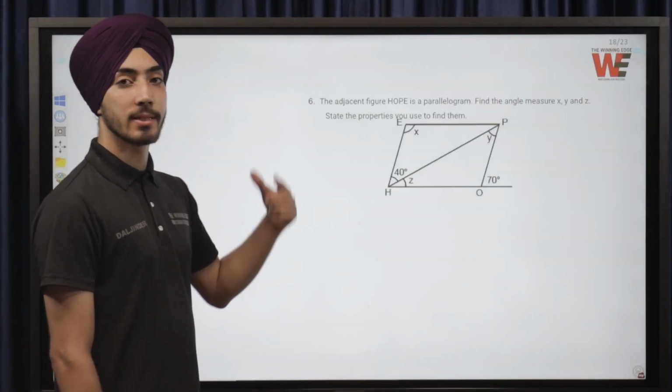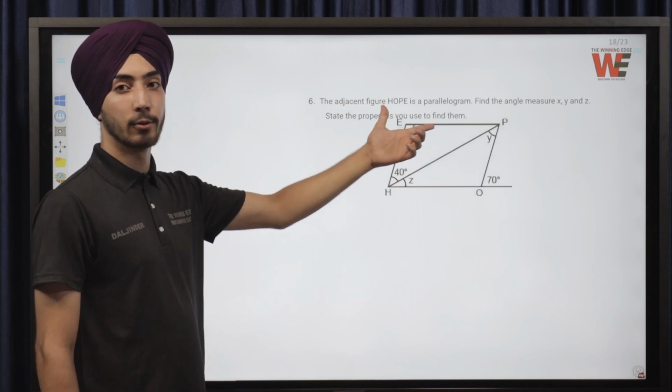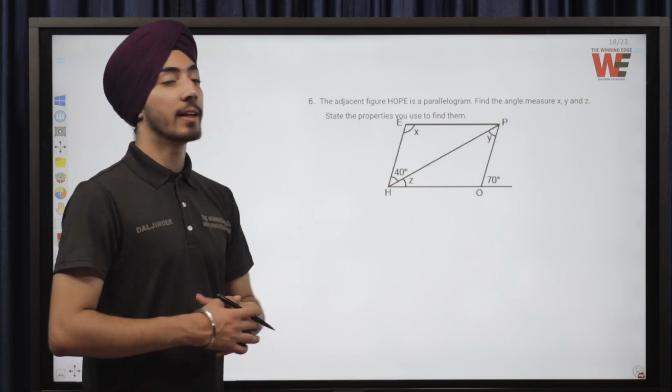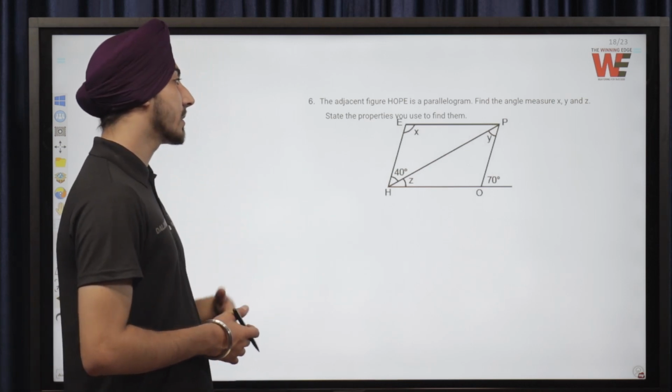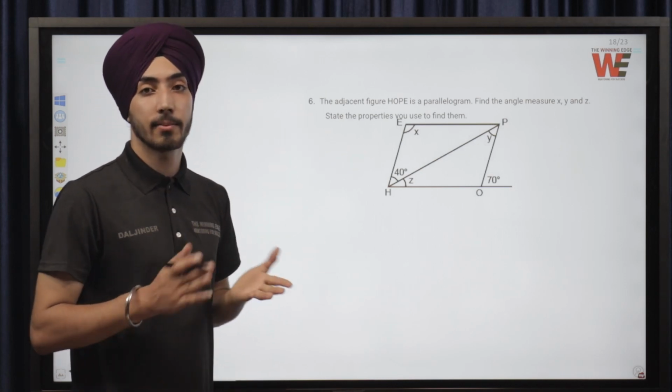Now let's look at question number 6. Question number 6 says HOPE is a parallelogram. Hope means mean, but here HOPE means a parallelogram. Find the measure of angles x, y and z in the figure. State the property used to find them. So in this question, it is telling you that you need to state the properties that you have used.